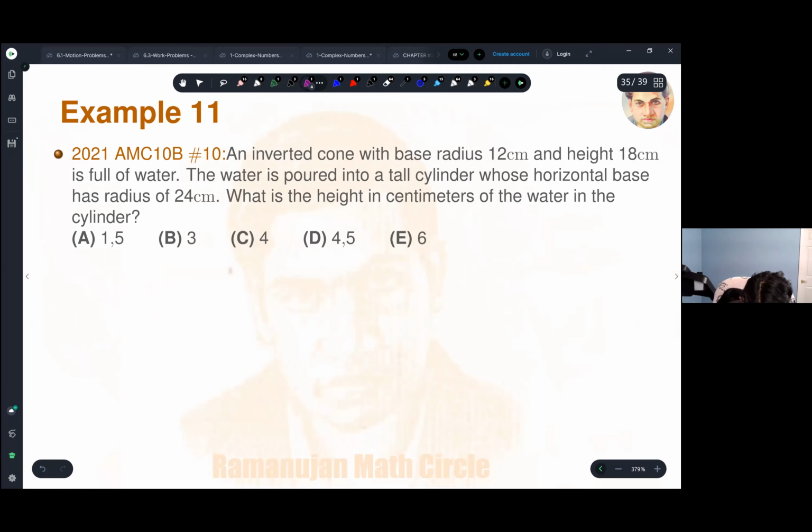Okay. So this question, an inverted cone with base radius 12 centimeters and height 18 centimeters is full of water. The water is poured into a tall cylinder whose horizontal base is the radius 24 centimeters. What is the height in centimeters of the water in the cylinder? So let's fix this. Okay, so I'll give you some time to work on it, and then we'll come back and discuss.